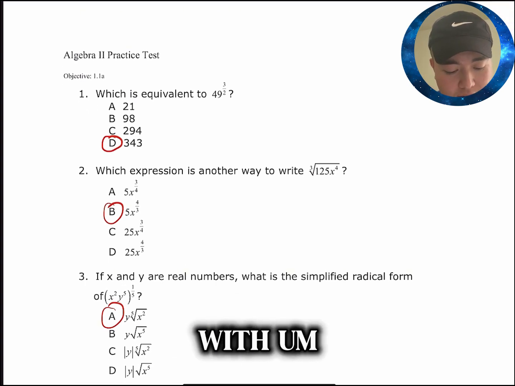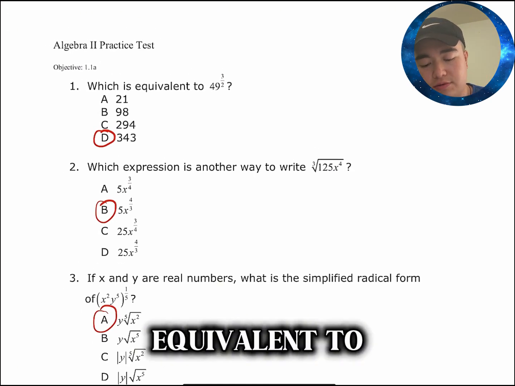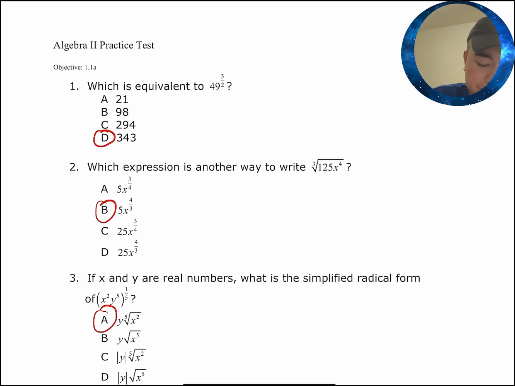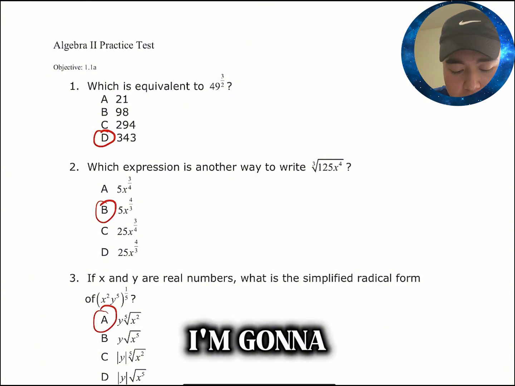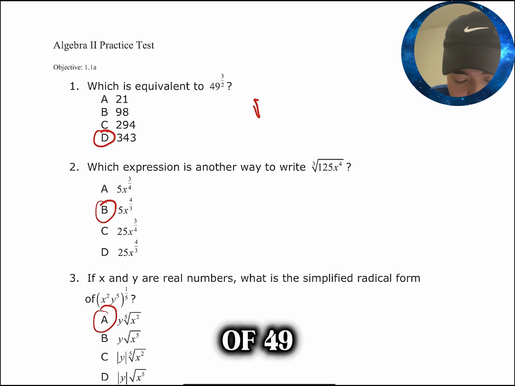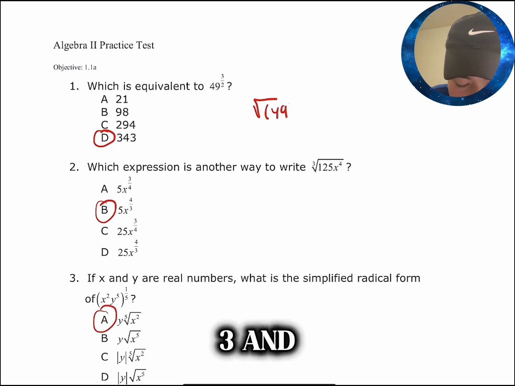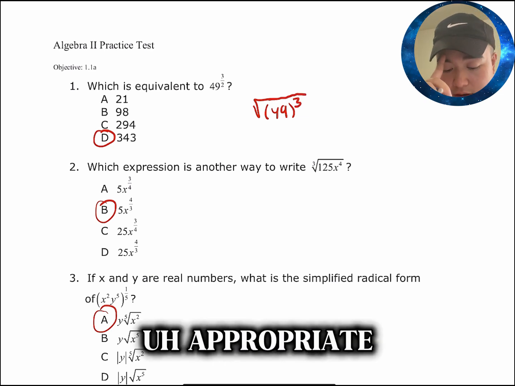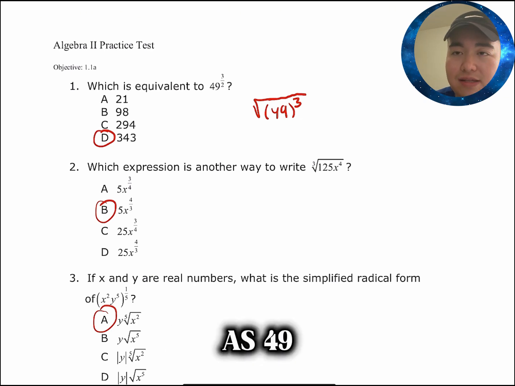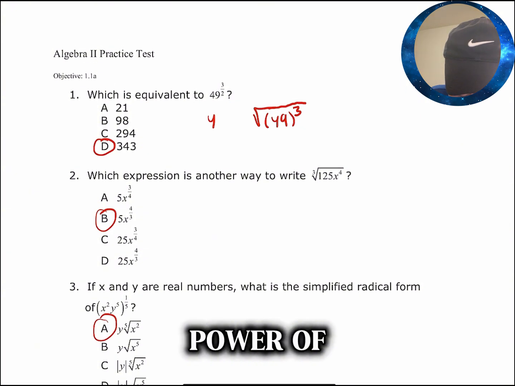So we're going to begin with number 1. Number 1 asks which is equivalent to 49 to the power of 3 halves. For this one, I'm going to rewrite this as the square root of 49 to the power of 3. And this is appropriate because it's pretty much the exact same thing as 49 to the power of 3 halves.